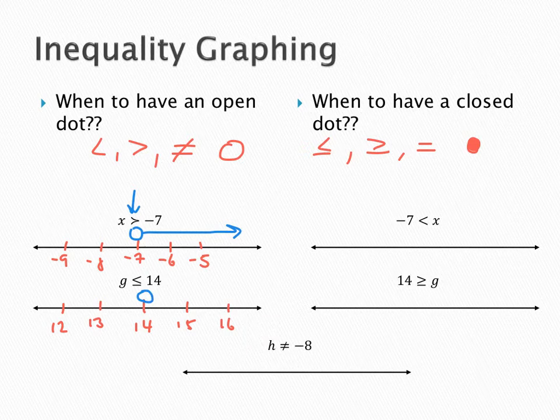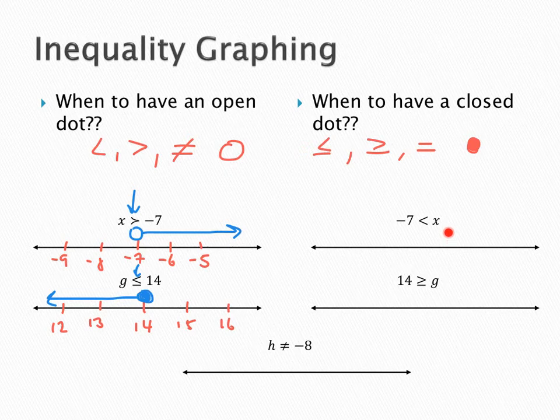Now I want to know, is 14 included? Well, the inequality is less than or equal to. So the or equal to means I'm going to close the dot. 14 is included, and I also want to include anything that's less than 14, meaning my arrow is going to go to the left because I'm going to include all those values that are less than 14. All right, now notice how all of these, my variable and my inequality is always from left to right.